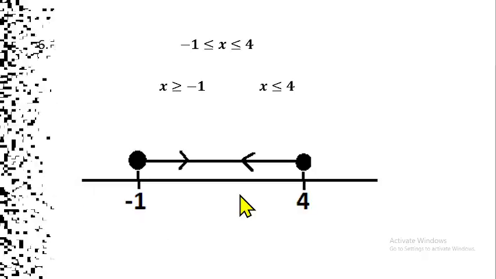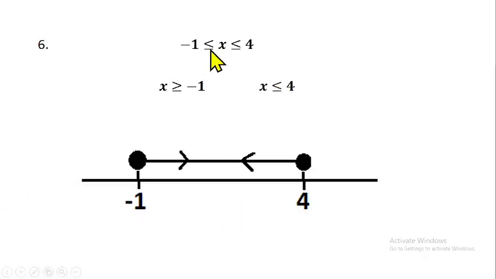Let's see another. Here you are having -1 is less than or equal to x, less than or equal to 4. So you can break this into this. You have x is less than or equal to 4. That's the first statement. Then you're having -1 is less than or equal to x. That means x is greater than or equal to -1. If -1 is less than or equal to x, that means x is greater than or equal to -1. So you have been able to break this compound inequality into two different simple inequalities.